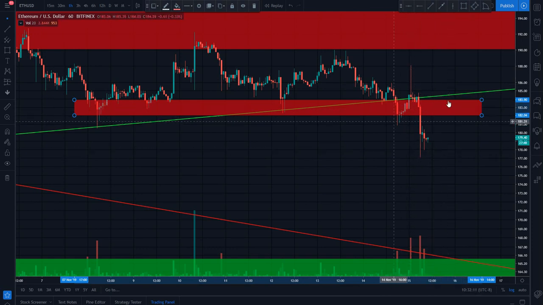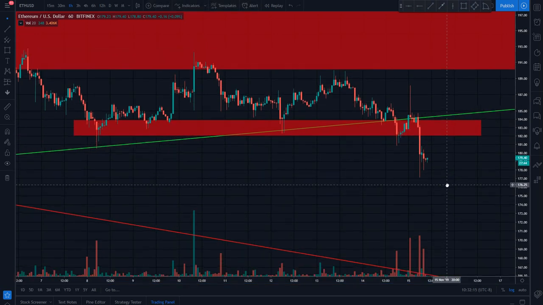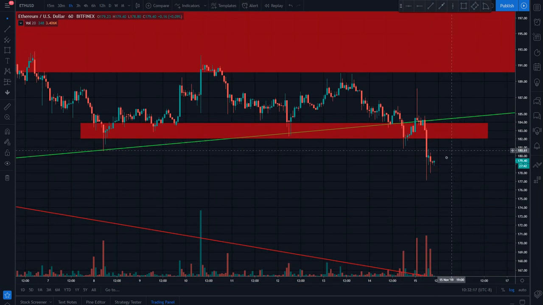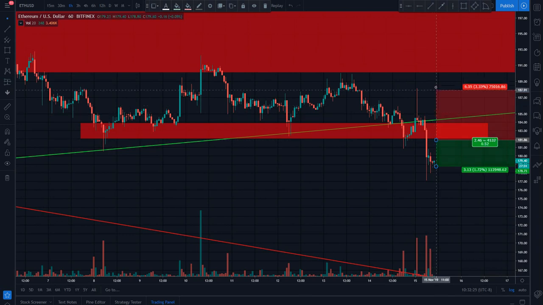So this does not mean that we won't get a pullback. We see pullbacks happen very often, even in very bearish moves. We're just looking for a nice pullback to validate this zone as a new resistance before making our move to the short side. So ideally, that's something that we want to look for.